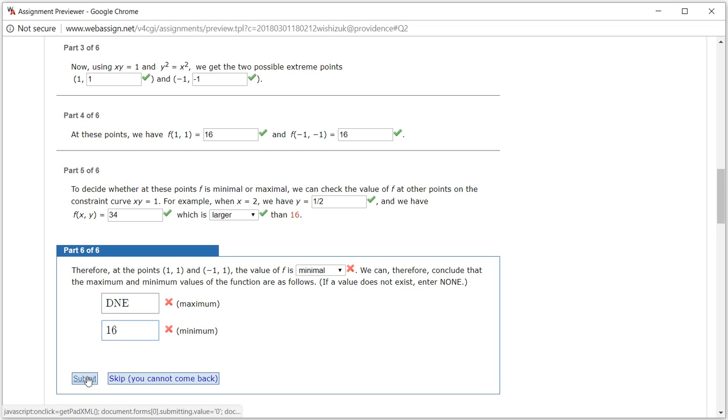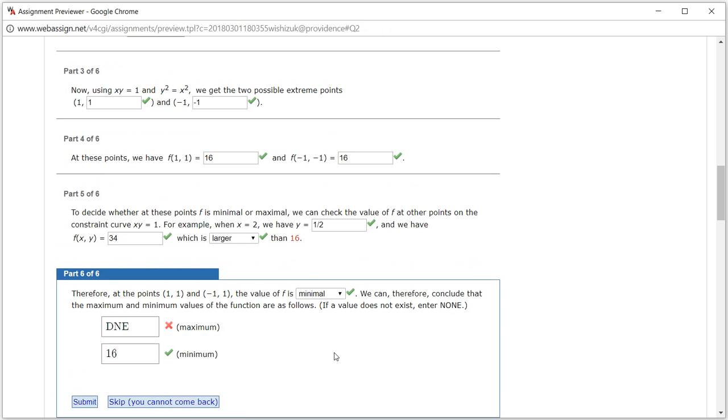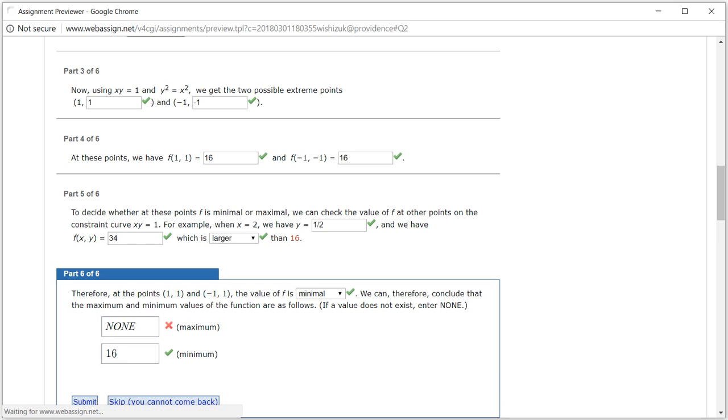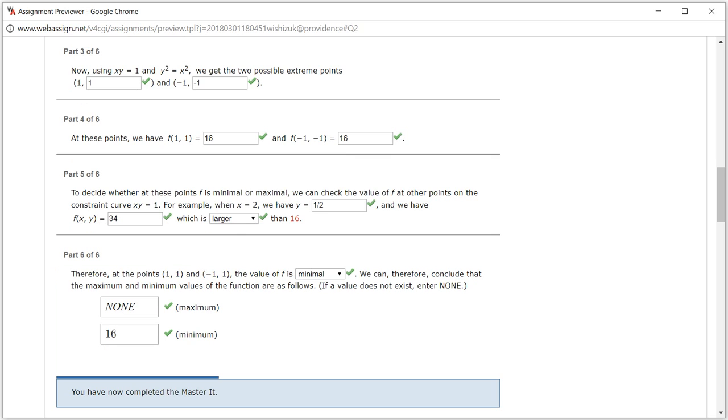All right, let's check the answer. I didn't read the question. Instead of does not exist, we have to put none. None, right? So let's check again. All right, it came back. It looks like we got the last part correctly.